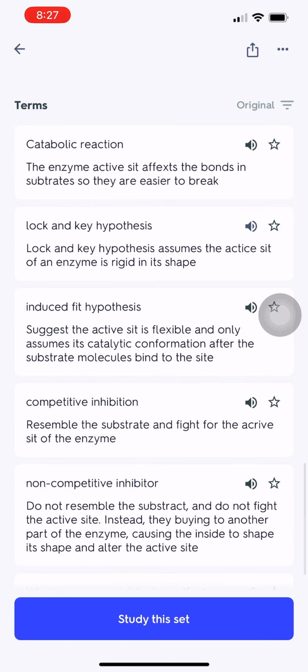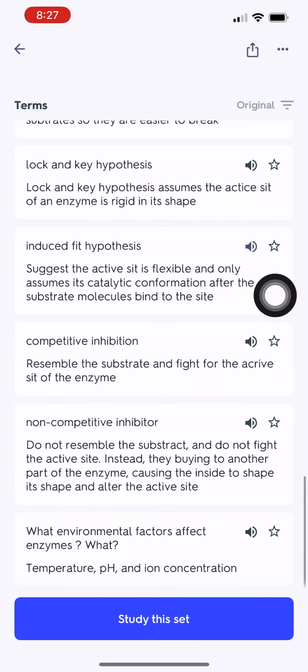Lock and key hypothesis. The lock and key hypothesis assumes the active site of an enzyme is rigid in its shape. Induced fit hypothesis suggests the active site is flexible and only assumes its catalytic conformation after the substrate molecules bind to the site.